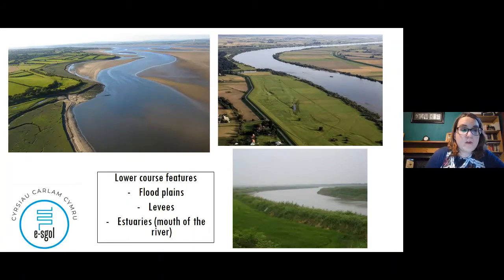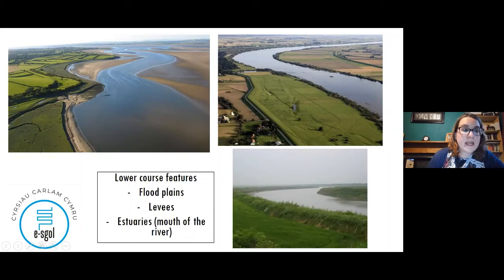As we move to the lower course, we start to see floodplains, levees, and estuaries. Estuaries happen near the mouth of the river. In the lower course, the river has a high volume and a large discharge. The river channel is now deep and wide, and the landscape around it is flat. However, as a river reaches the end of its journey, energy levels are low and deposition takes place. It now has wide floodplains.